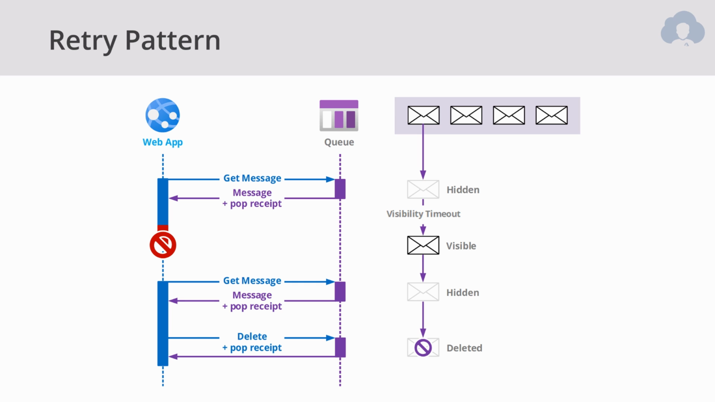And if you process it properly, you can then send a delete request to the queue with the pop receipt that you got previously, and then and only then is the message deleted. What's important here? Notice that you actually have to respond back after getting the message that you processed it successfully, and until then it's still on the queue, it's just not visible.